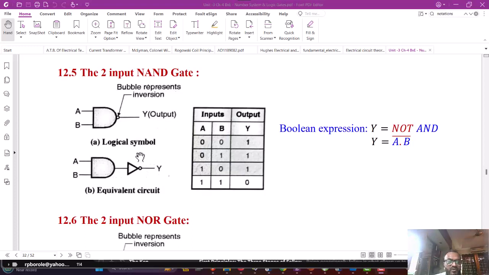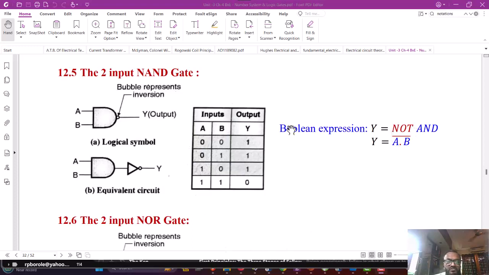The logical symbol is decomposed and shown as an equivalent circuit. It is a combination of AND gate and then followed by an inverter, and therefore AND gate output is inverted at the output. So therefore Boolean expression for NAND gate is not AND. The Boolean expression Y is equal to (A dot B) complement.